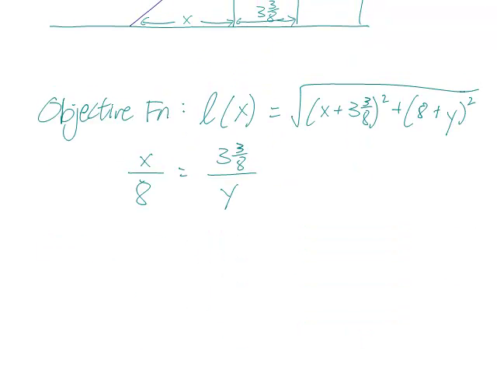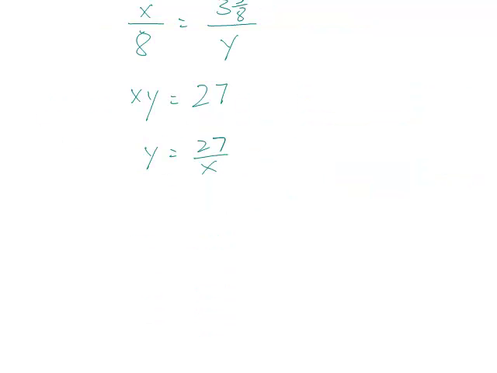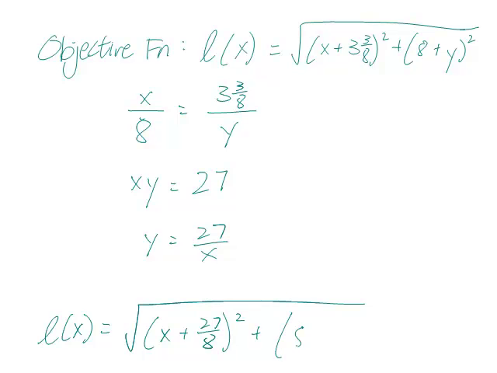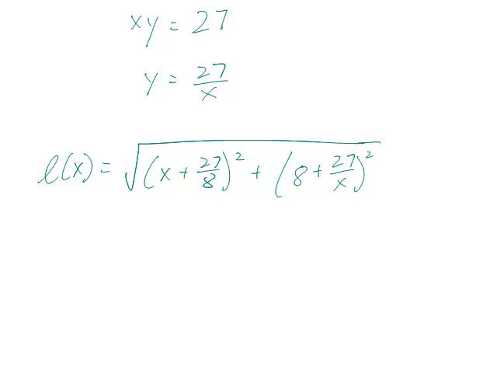And so we can cross multiply to solve for y. Xy equals 8 times 3 3/8, which is 27. And so y is 27 over x. And so we can write L of x as the square root of (x plus 27 over 8) squared plus (8 plus 27 over x) squared. And also notice that the domain of this function is all positive numbers. You really can't have the ladder be 0 feet away from the wall, and it can't be negative feet away from the wall.